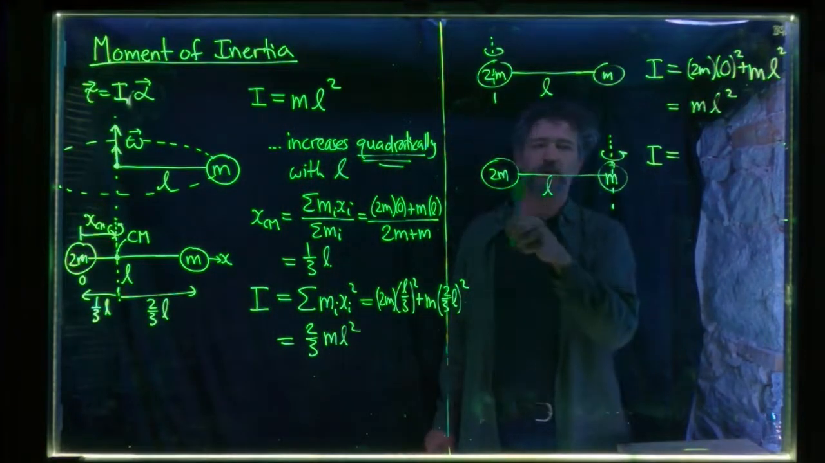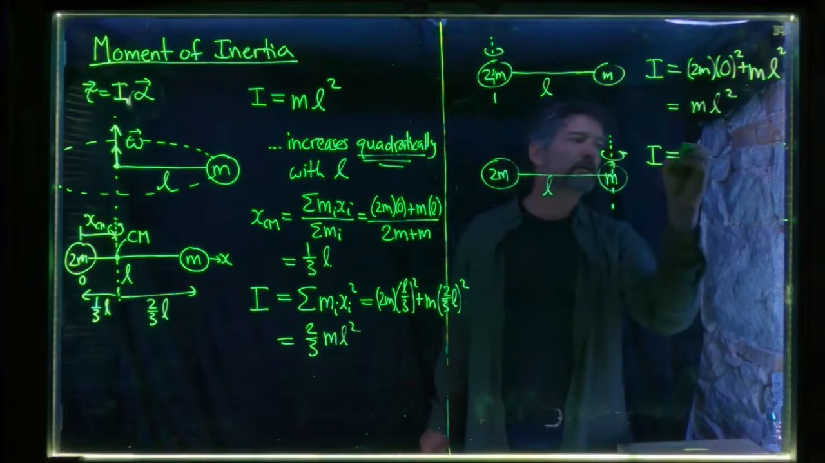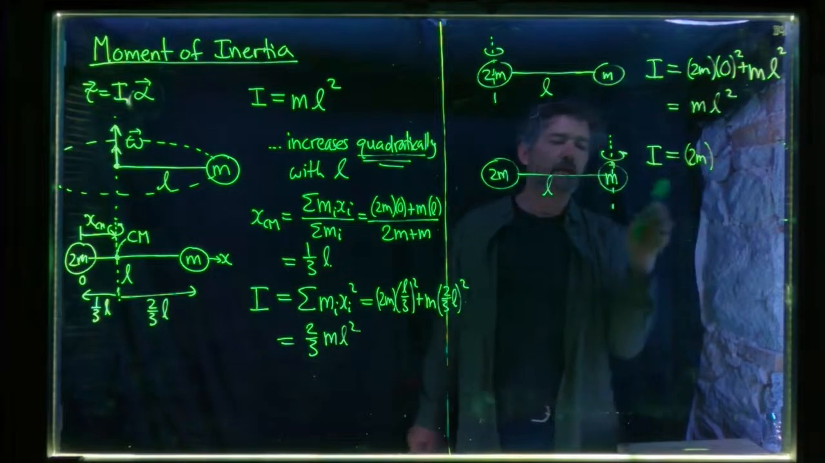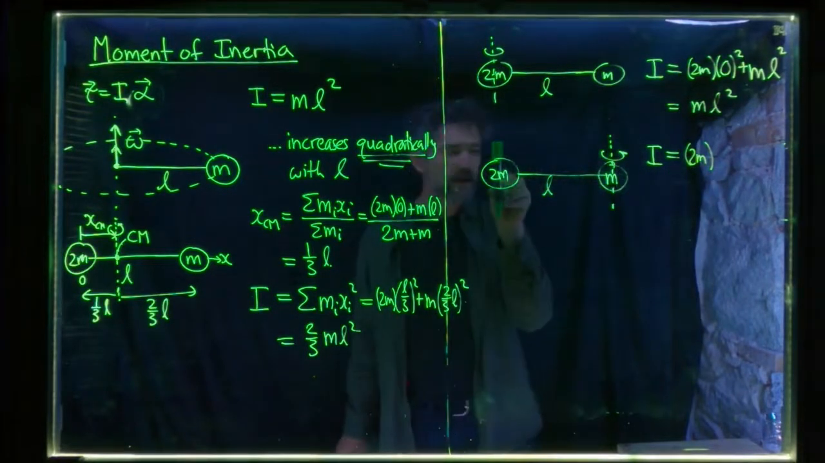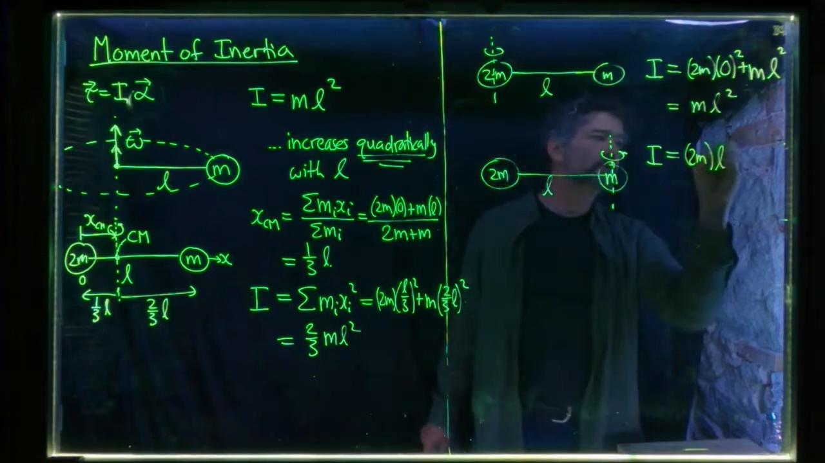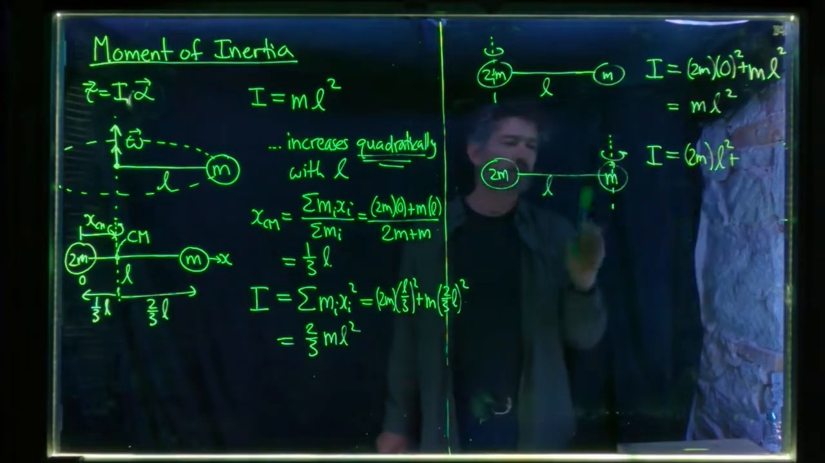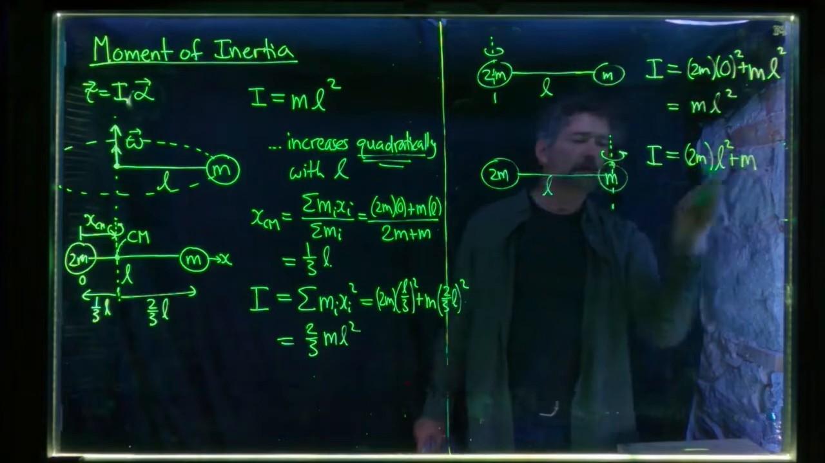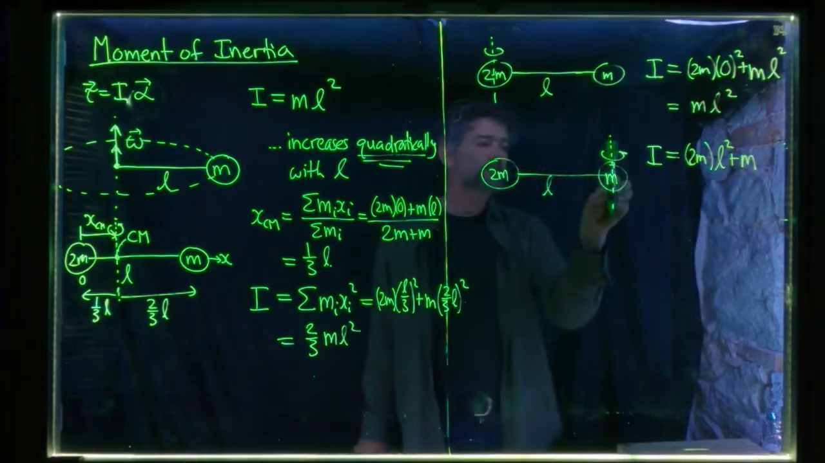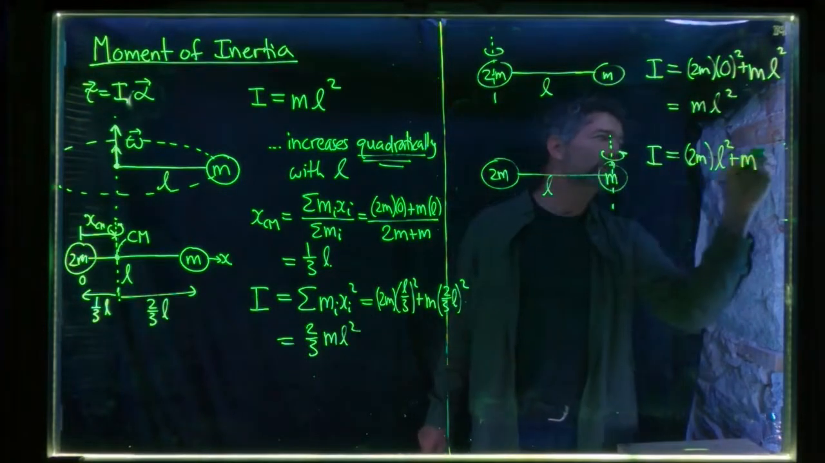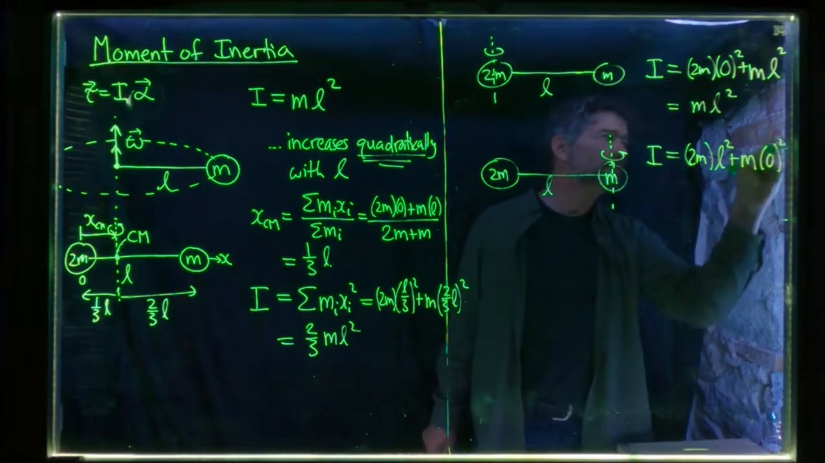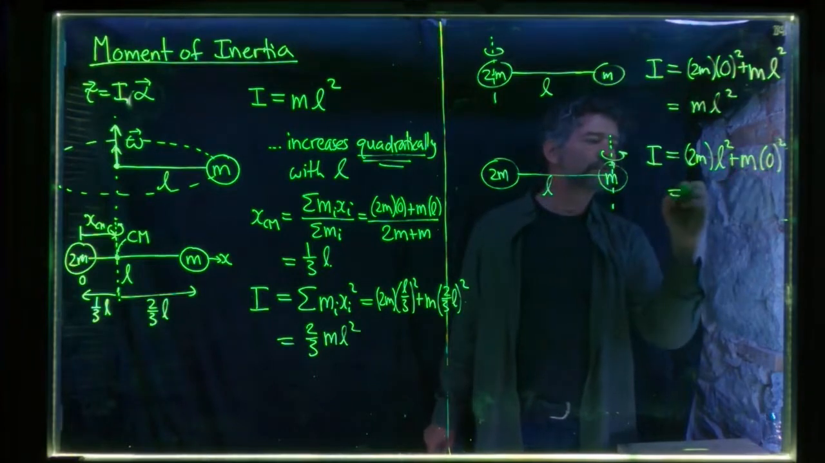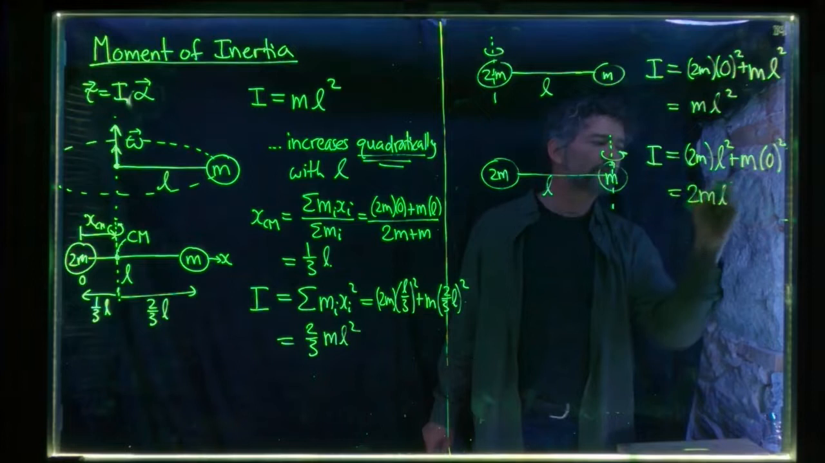Okay, so it'll be 2m, we have a mass 2m that is located a perpendicular distance L away from the axis of rotation, L squared, plus we have a mass little m, which is located a perpendicular distance 0 from the axis of rotation. So that's times 0. Okay, and so this becomes twice mL squared.